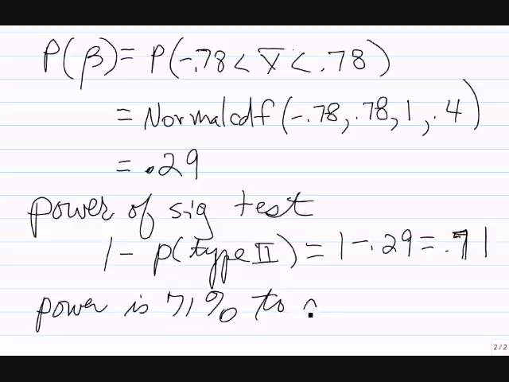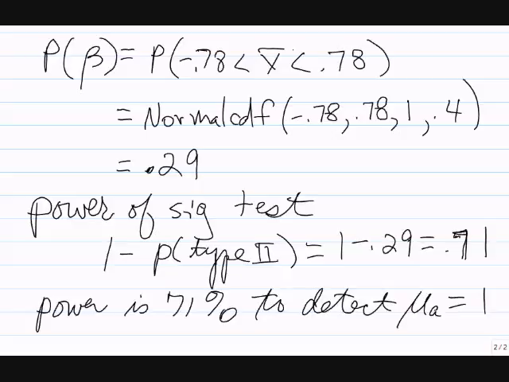To detect an alternative mean of 1, because that power is going to change depending upon what my alternative was. Okay. 71 ain't good enough.